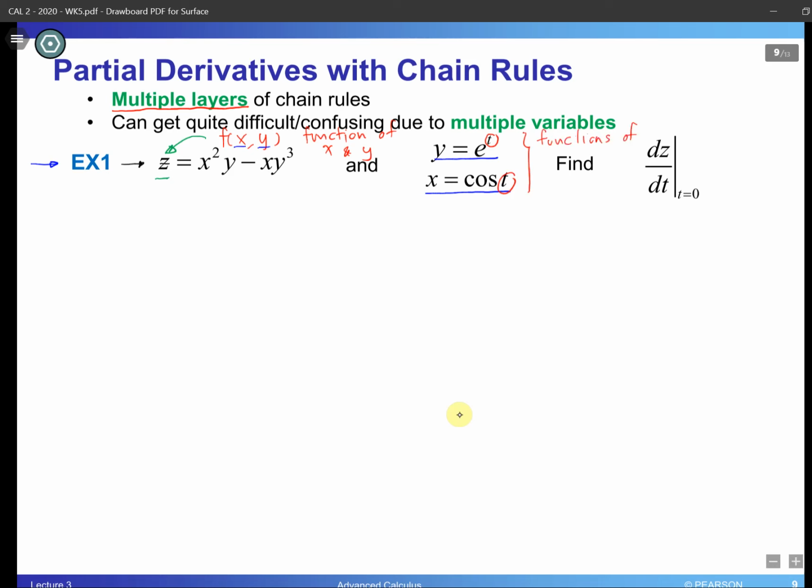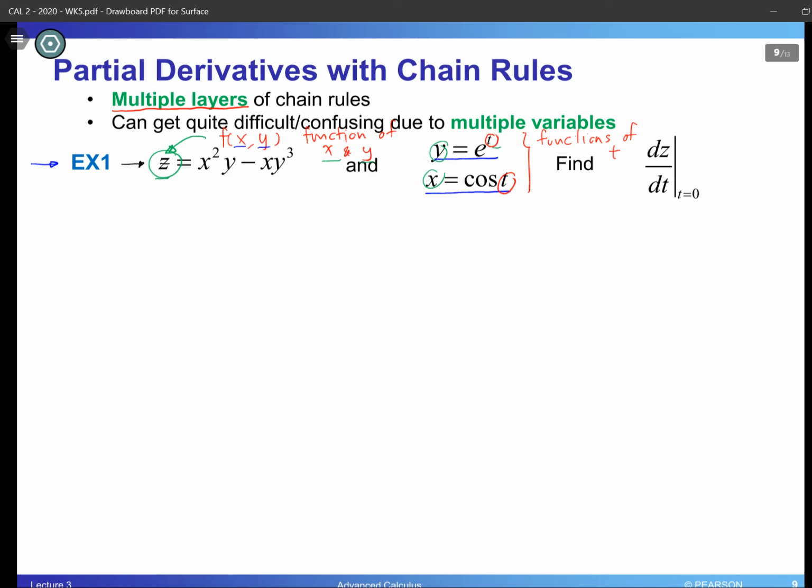Functions of t. Okay, now at this point I want you to compare the left equation and the right equation. On the left we have a function of x and y, which means that z right here depends on the value of x and y. And then on the right hand side we have this y and x right here depend on the value of t. I think at this point some of you might have noticed the connection between all these variables. But before we talk about all these relations, let's take a look at what we need to find here.